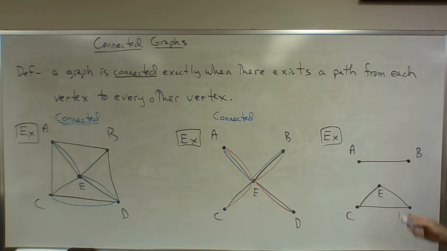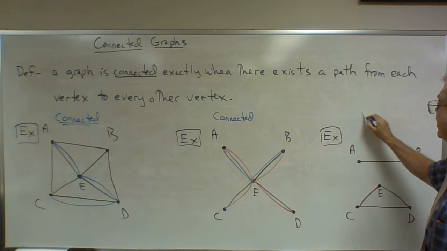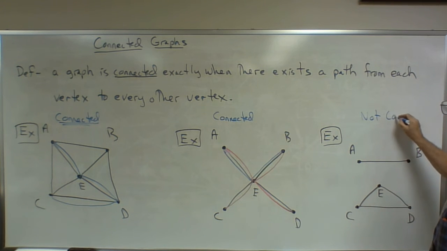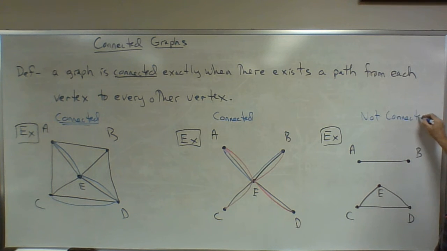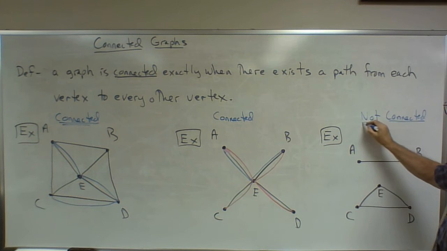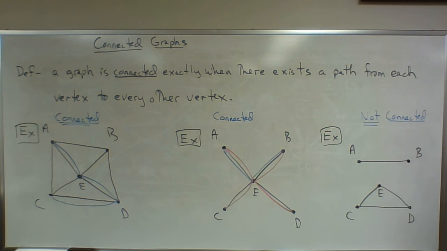What about this one? Not connected. Why? There's no path from B to the vertices C, D, or E. There's no path from A to the vertices C, D, and E. So this is not connected.